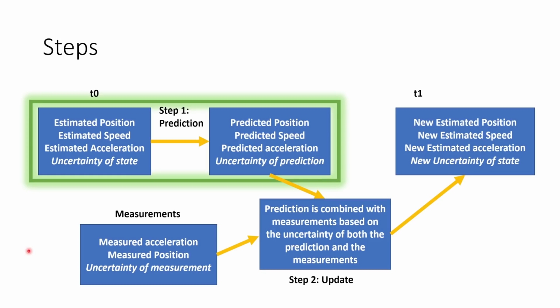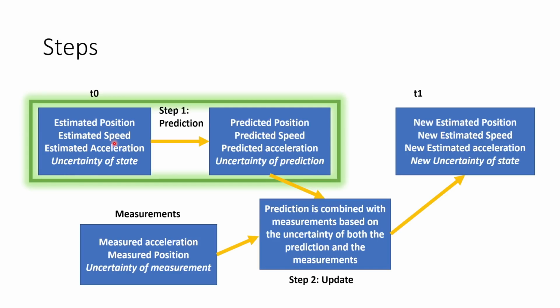Here's how the Kalman filter works. We start at time t0. And at that time t0, we have an estimate for the position of the car, an estimate for the speed of the car, and an estimate for the acceleration of the car. And we also have a calculation which gives us the uncertainty of those estimates, how sure we are about those three parameters.